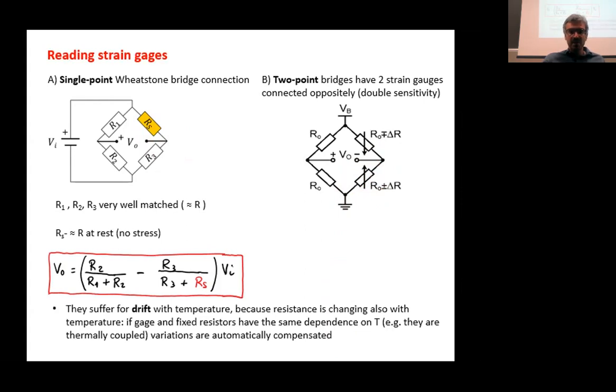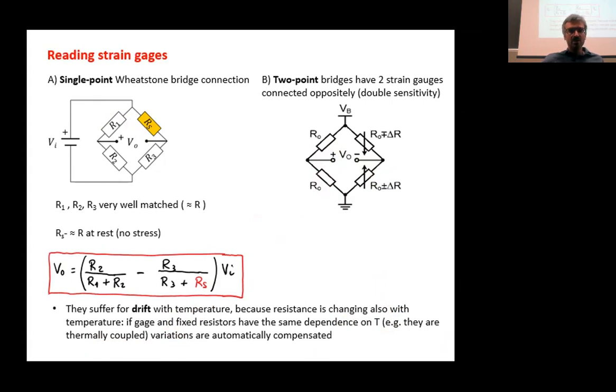But an important point is that all these resistors change their resistance also with temperature. And this is the most important issue of the gauges, that the resistance changes also with temperature. But with this arrangement, if you select resistors that have the same temperature coefficient, so they change the resistance with temperature in the same way, this means that they are thermally coupled, then all the variations that are common mode, so very slowly changing variations due to the temperature, are compensated, and this becomes in essence independent of the temperature.